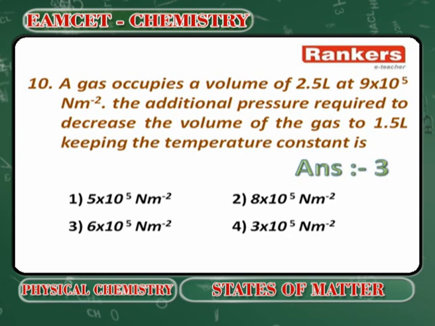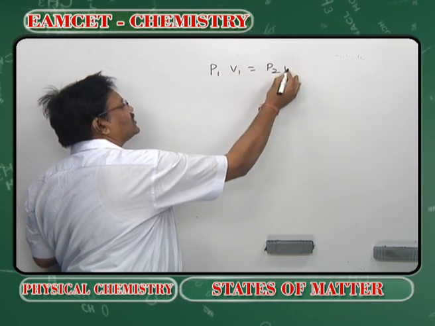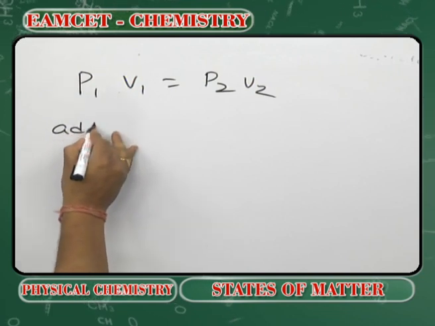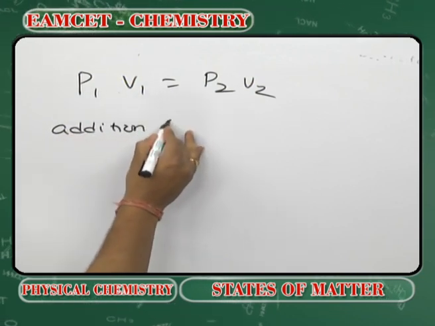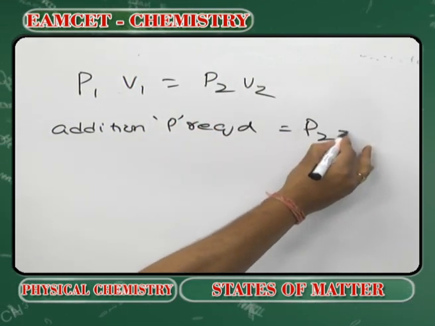Next question. A gas occupies a volume of 2.5 liters at 9 into 10 to the power 5 newtons per meter square. What is the additional pressure required to decrease the volume of the gas to 1.5 liters, keeping the temperature constant? This is nothing but application of Boyle's law. P1V1 is equal to P2V2. So the additional pressure required is equal to P2 minus P1.